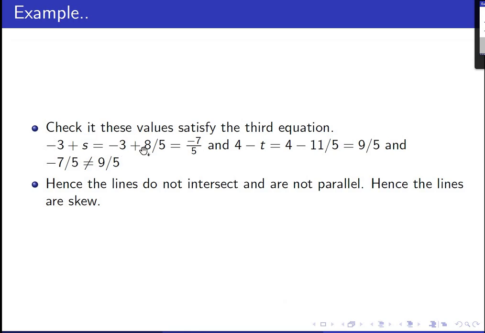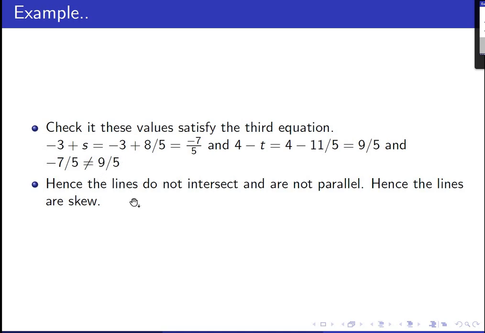So we check if these values satisfy the third equation. Clearly they will satisfy the first equation and the second equation, but we need to find out if the third equation will be satisfied. So negative 3 plus 8 over 5 is negative 7 over 5. 4 minus t is 9 over 5. So the third component is violated. Negative 7 over 5 is clearly not equal to 9 over 5.